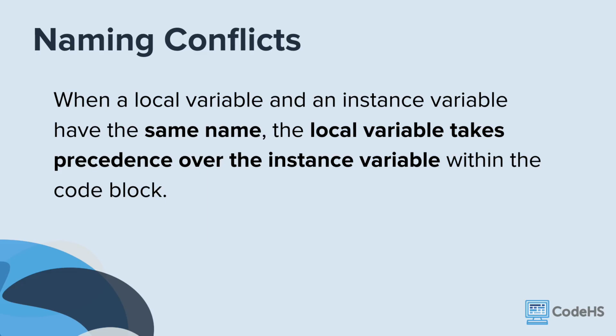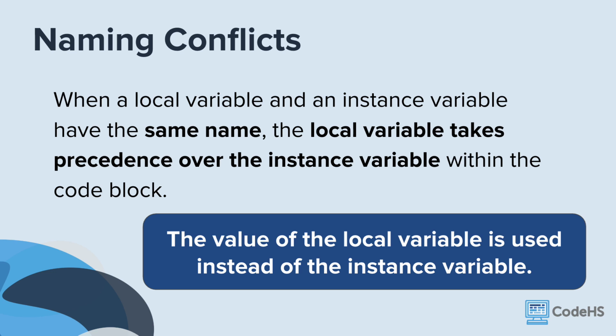One last note about local variables and scope. When a local variable and an instance variable have the same name, the local variable takes precedence over the instance variable. In other words, the value of the local variable is used instead of the instance variable because it has the more specific scope. Let's look at an example to see what this means.